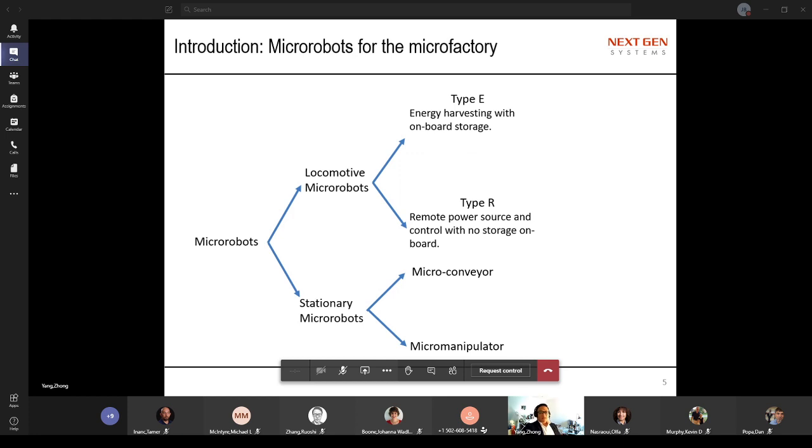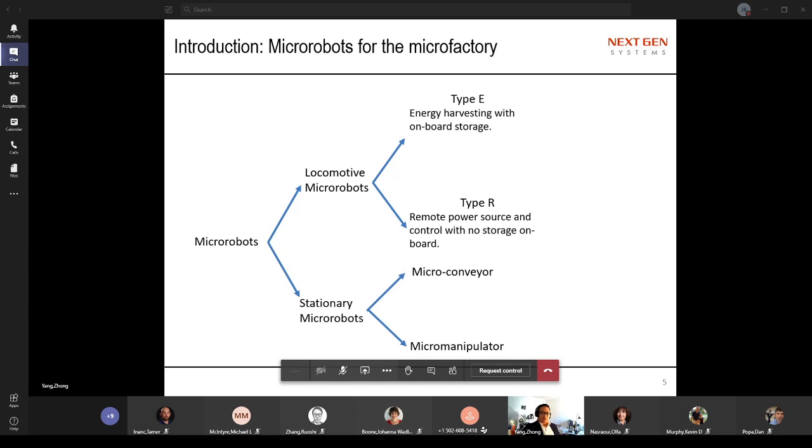So we can classify the different types of microrobots in the microfactory. There are majorly two types of microrobot: locomotive microrobot and stationary microrobot. The locomotive microrobot means some robot can move itself. There are also subtypes, called type E and type R.